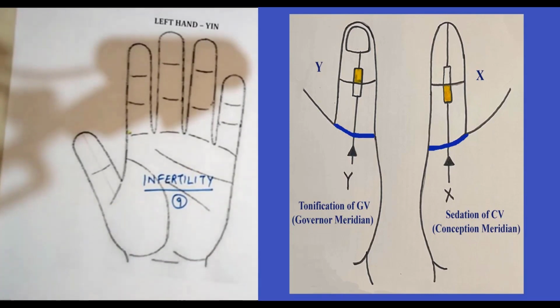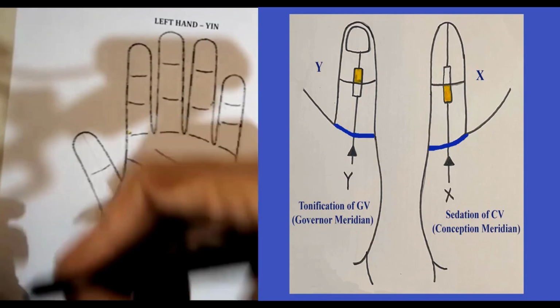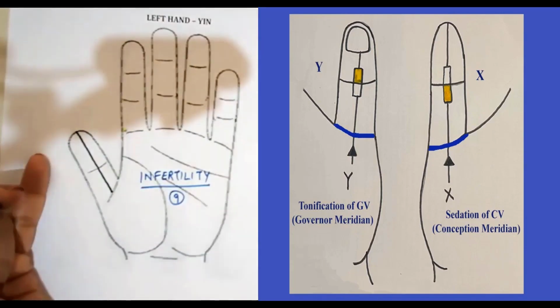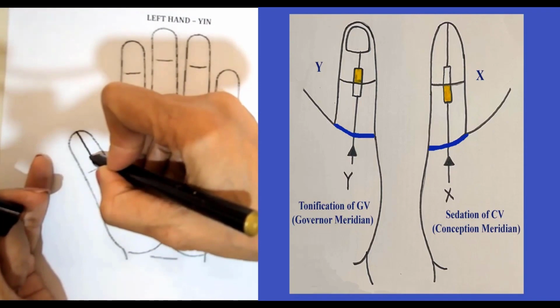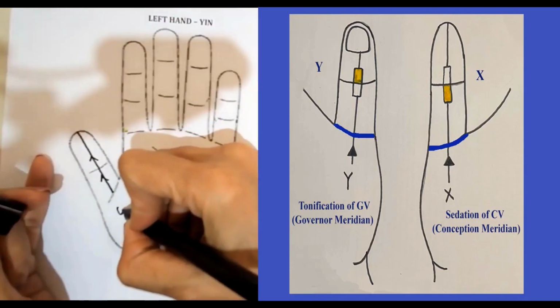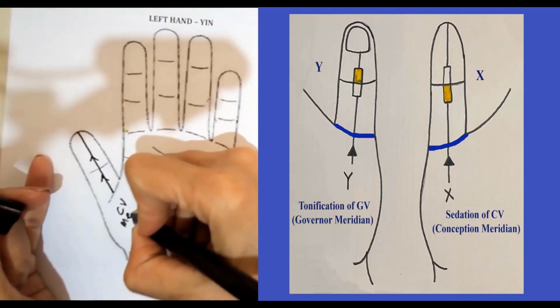For infertility, we treat with the bar magnet, not by color, and on the CV meridian. Now, which one is the CV meridian? This is the conception vessel meridian. The conception vessel meridian is on the yin side, and the energy flow is like this, like that. It moves from here to here. This is the CV meridian.